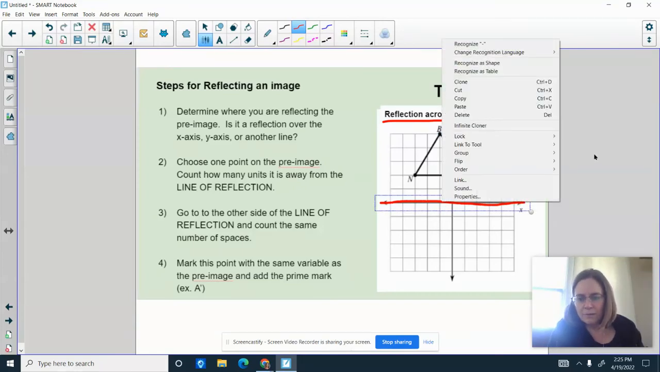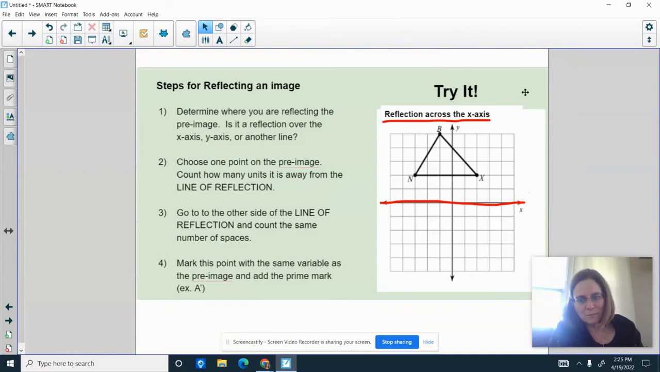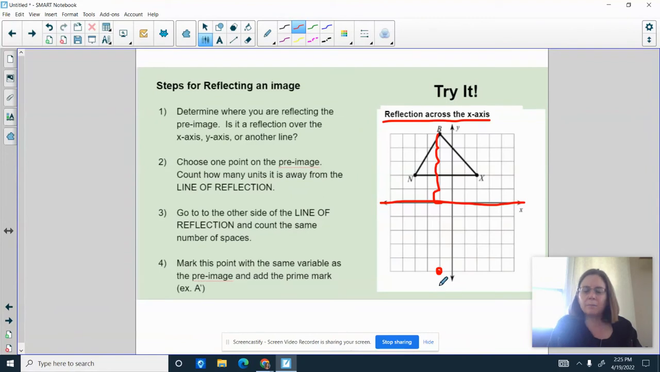And then I'm going to count how many places above the x-axis that B is. So it's 1, 2, 3, 4. It's 5 above. So B prime is going to be 5 below. So I go back to my x-axis. 1, 2, 3, 4, 5. So that is going to be B prime.